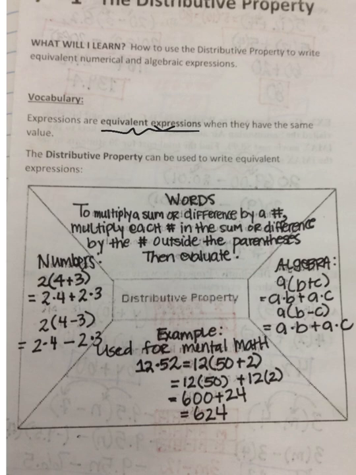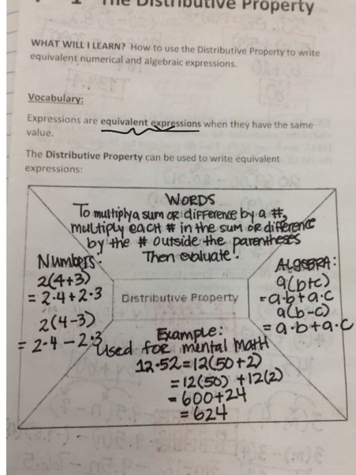So what I did is, your notes page was a little faded, so I went ahead and wrote over everything, so you might want to pause the video and take a second to fill in all of the words there so you have good examples. But in words, the distributive property: to multiply a sum or difference by a number, multiply each number of the sum or difference by the number outside the parentheses to evaluate.